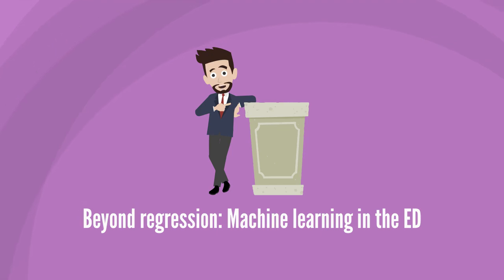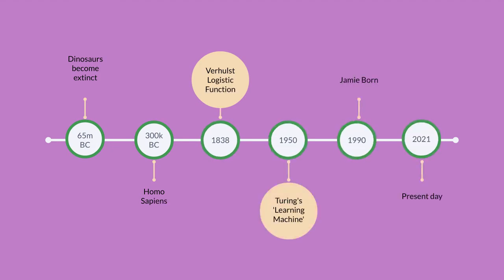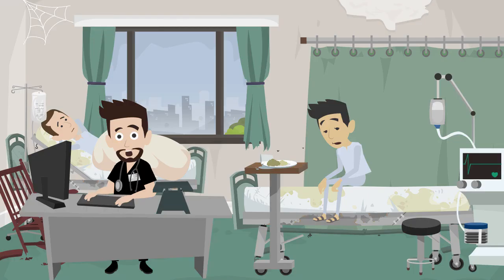Let's begin. And just a disclaimer, none of this is new. Logistic regression, or at least the logistic function, was theorized by Verhulst in 1838. Alan Turing described the learning machine in 1950. What is increasingly novel is the wealth of data we now collect digitally in healthcare, which is acting as a bridge between statistics and computer science.